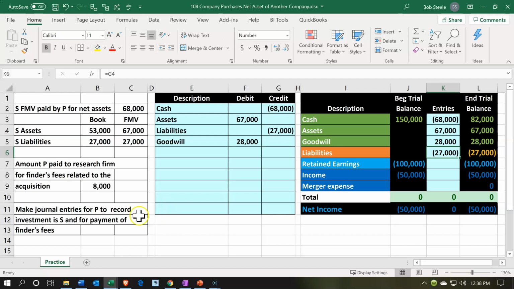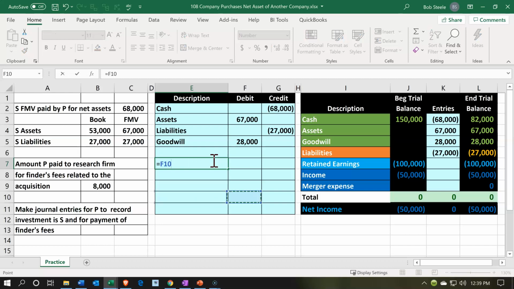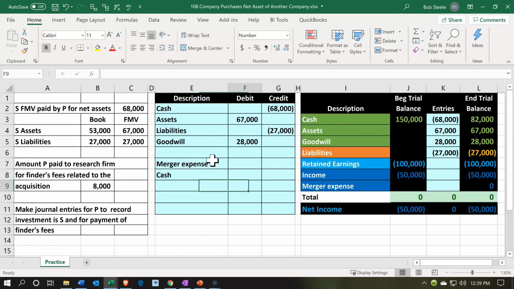And then you're going to say, well, what about this thing down here? So the amount we paid for the research, we're going to treat that just like any other expense. That's just an expense of us doing business, doing what we want to do to make money. So we're going to say it's going to be a merger expense, and then cash is going to go down for it, and that's just going to simply be that 8,000. So the 8,000, and we will then credit the 8,000. So like so and like so.